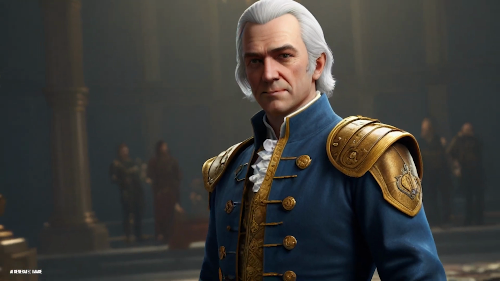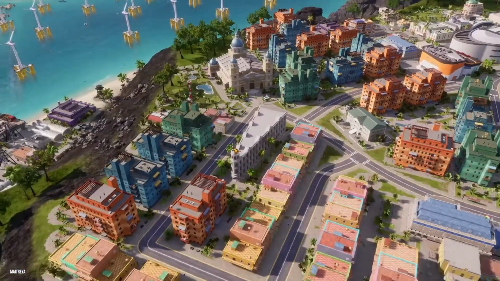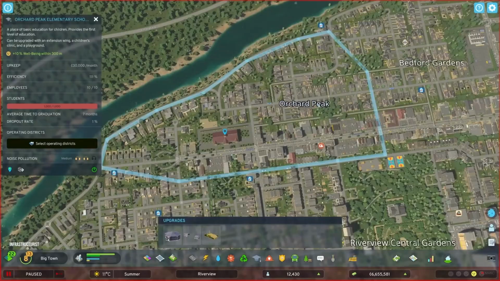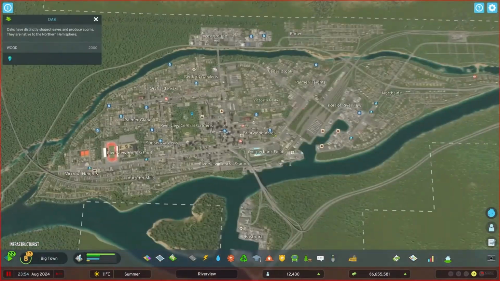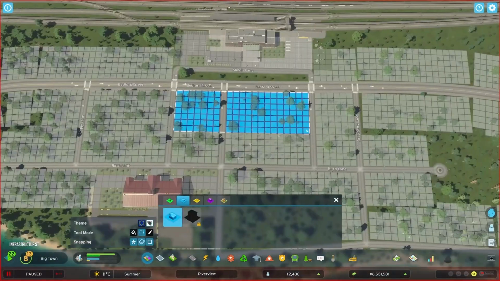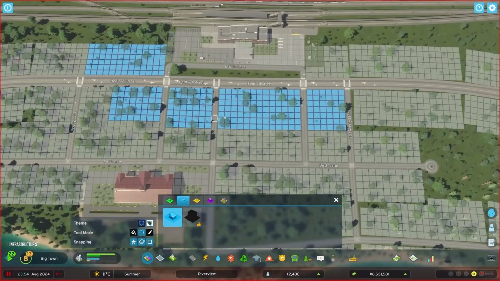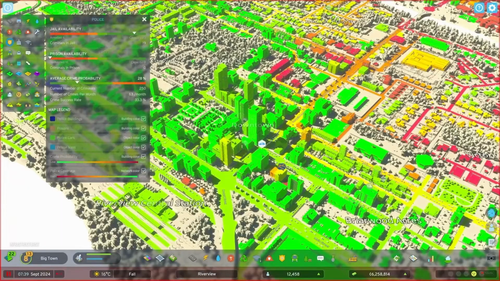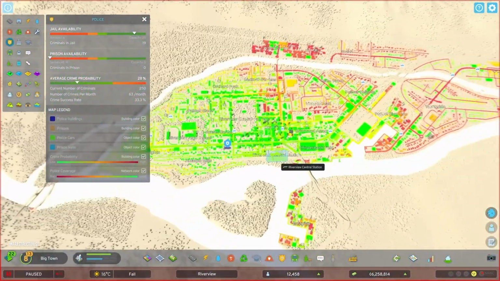For the book The Wealth of Nations, I'm going to use city-building simulation games as examples, like Tropico or Cities Skylines. In these games, you're tasked with managing various aspects of a virtual city, from zoning residential, commercial, and industrial areas, to providing essential services like electricity, water, and transportation.